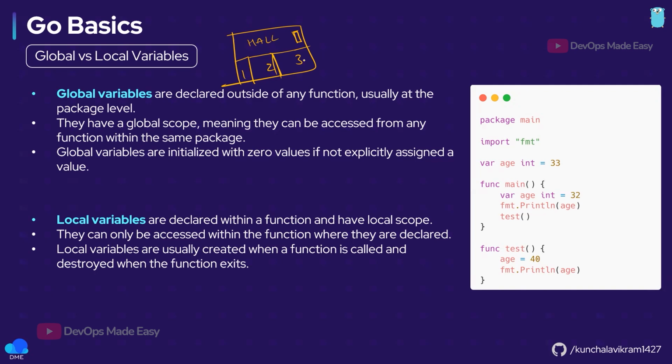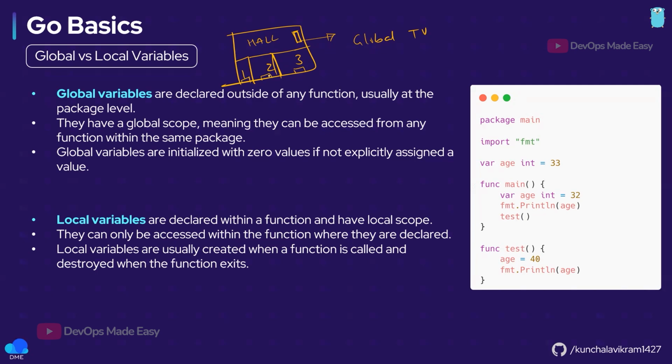Now this TV is accessible to all the rooms, right? So anyone who is staying in these rooms can come to the hall and see it. They have easy access. So this TV which is present in the hall, you can call it a global TV because everyone has access to it.